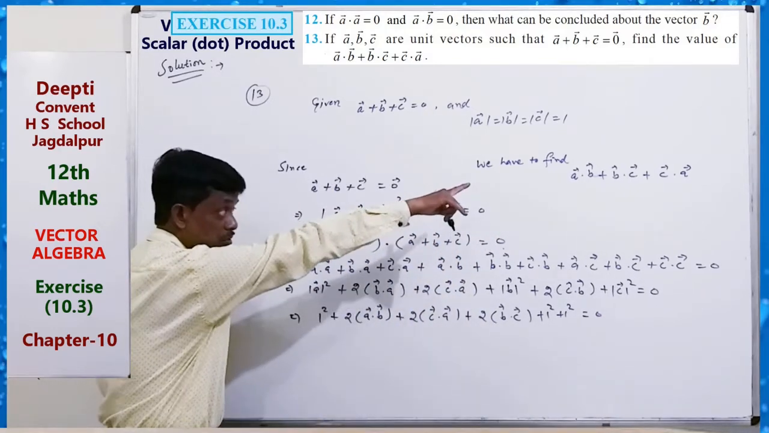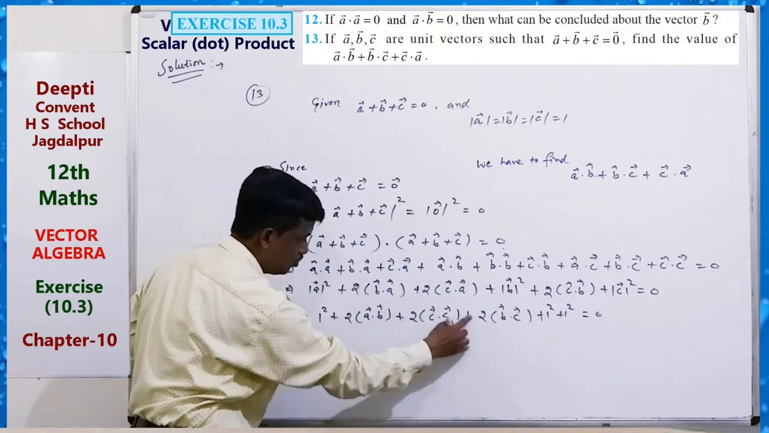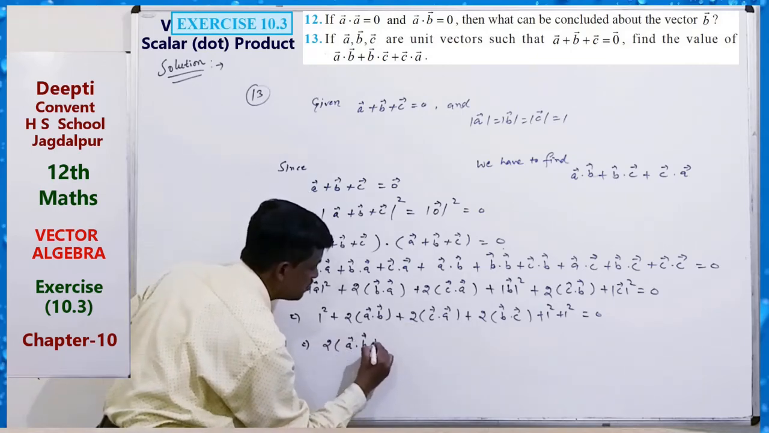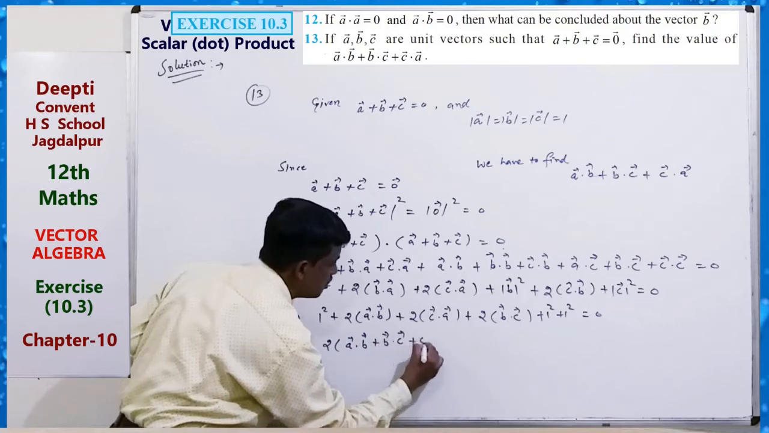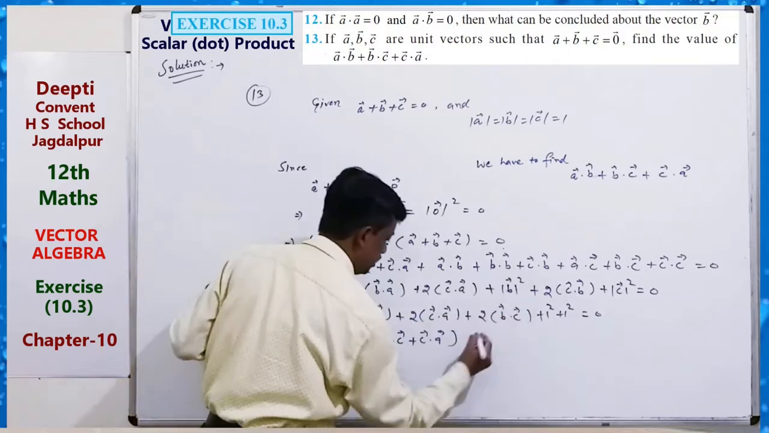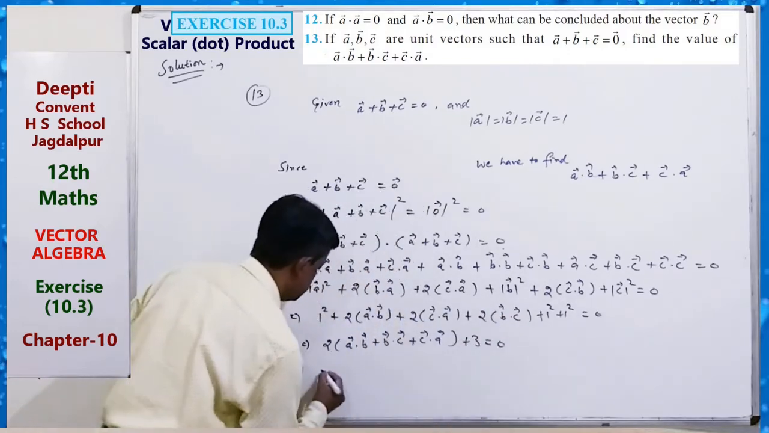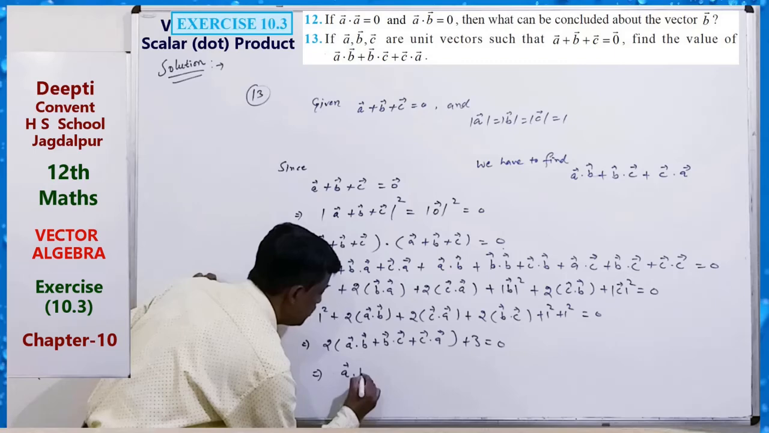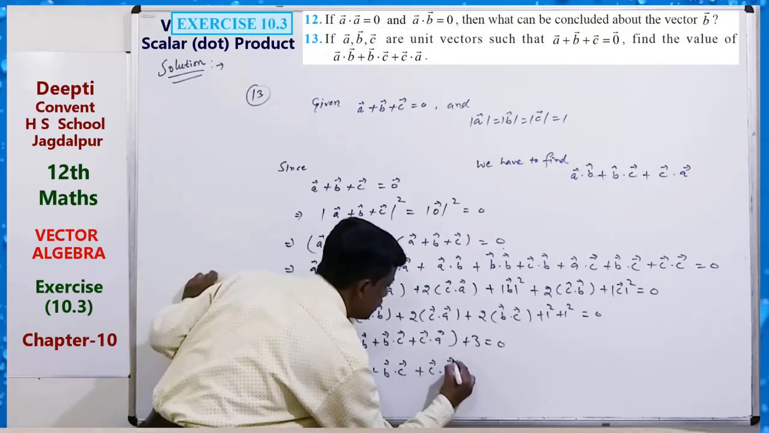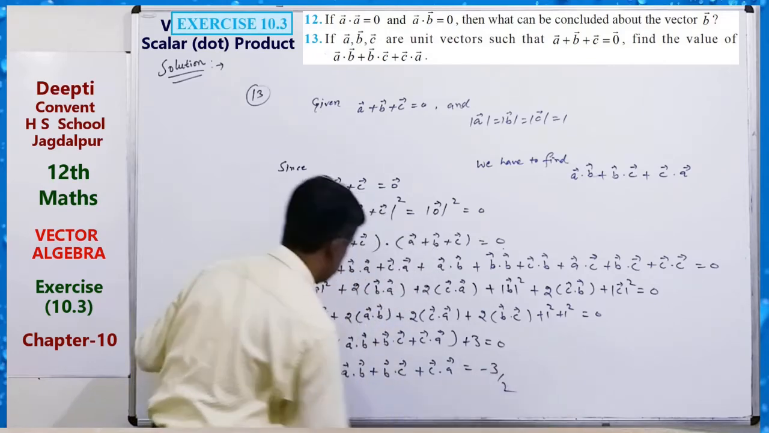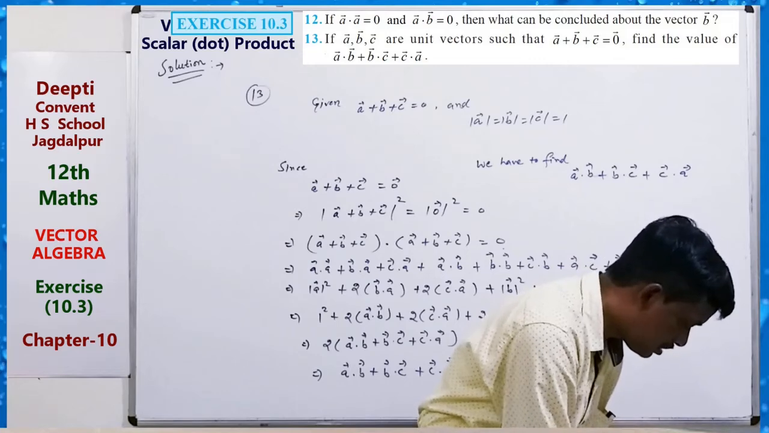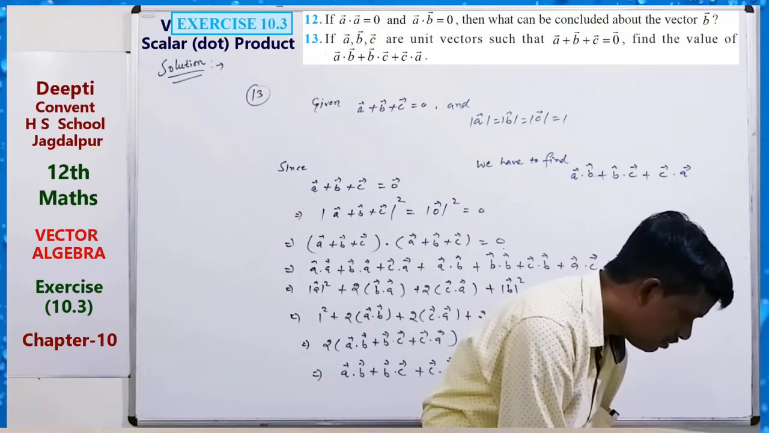So taking 2 common, we get 2 times A dot B plus B dot C plus C dot A, plus 1 plus 1 plus 1, which is 3, equals 0. So here A dot B plus B dot C plus C dot A equals minus 3 by 2. Minus 3 by 2. So this is the answer of question 13.